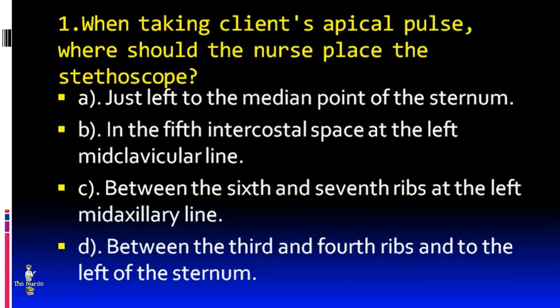And question starts now. First question. When taking a client's apical pulse, where should the nurse place the stethoscope? Just left to the median point of the sternum, in the fifth intercostal space at the left midclavicular line, between the sixth and seventh ribs at the left midaxillary line, between the third and fourth ribs and to the left of the sternum.